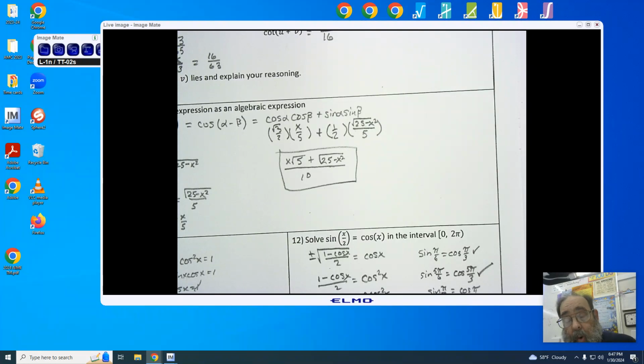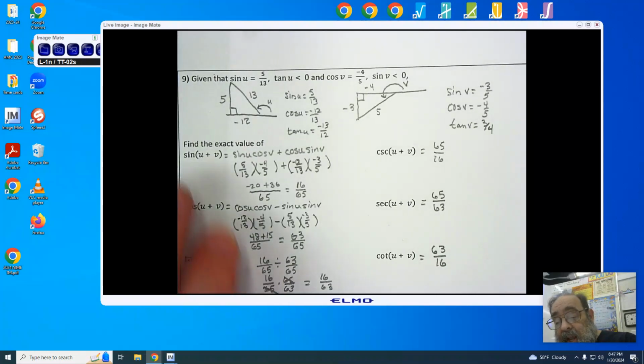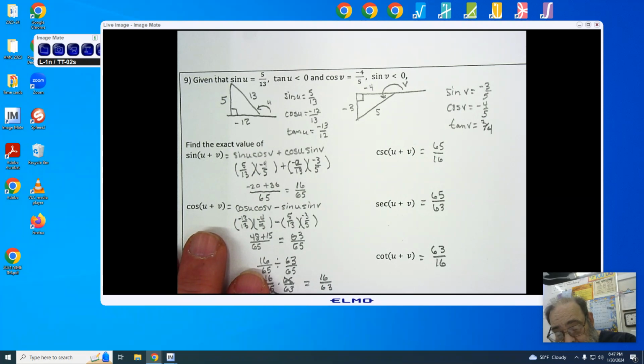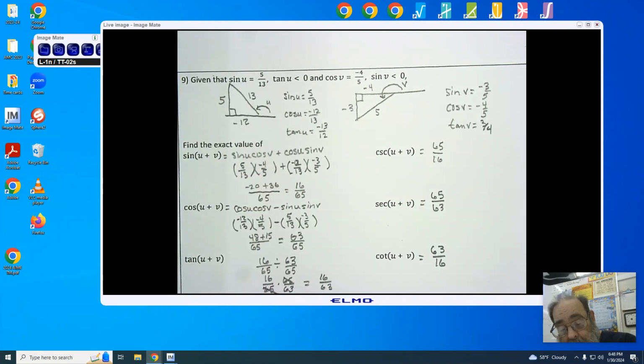Alrighty. I hope this has helped. I hope it's given you some insight of how we're using our identities and how we're trying to make this work. Please remember, when you are working with the tangent of u plus v, you can work with the sine of u plus v divided by the cosine of u plus v. And because you already have those two answers, it is more simple to work with. If you would rather use the tangent identity, that is entirely up to you. But please be careful. I don't want you to lose points because you make a silly mistake.